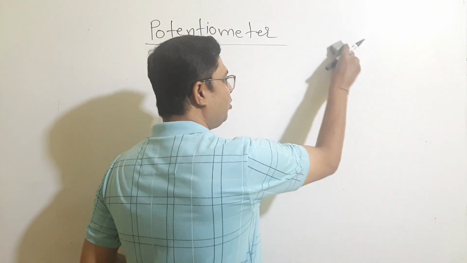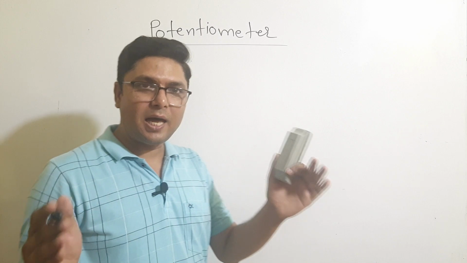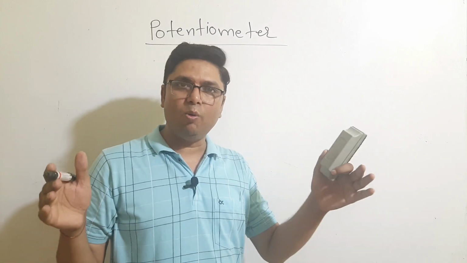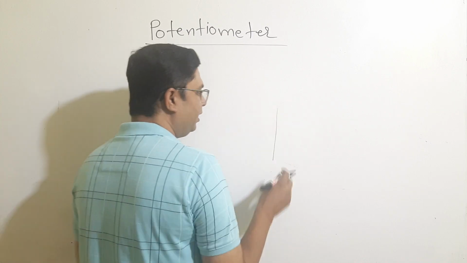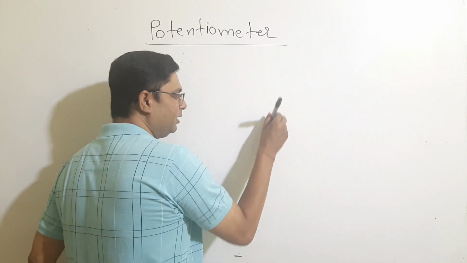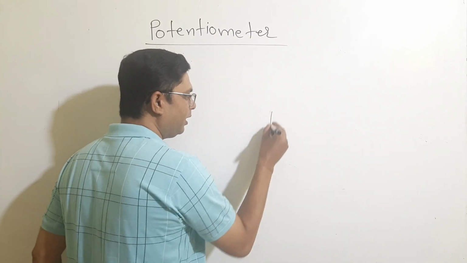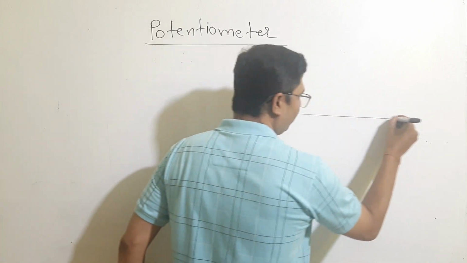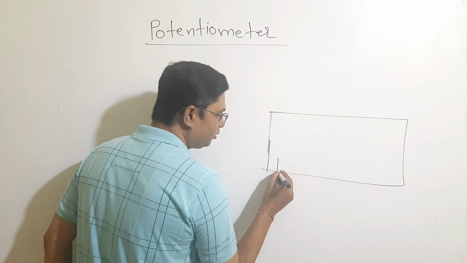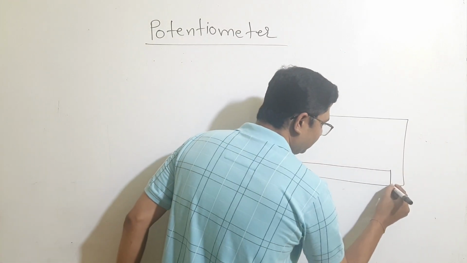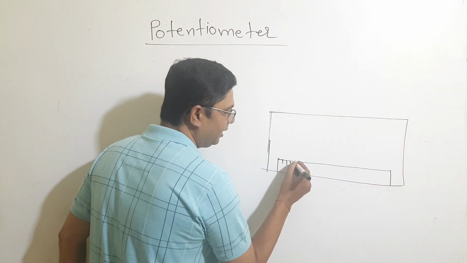In the physics lab, the potentiometer is built on a wooden frame. For the potentiometer we require a rectangular wooden block. This is a rectangular wooden block, and on this block there is a 1 meter scale, marked here.